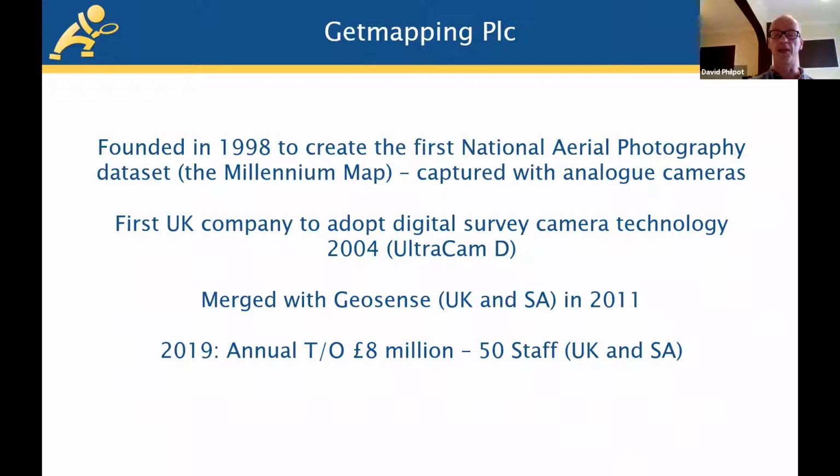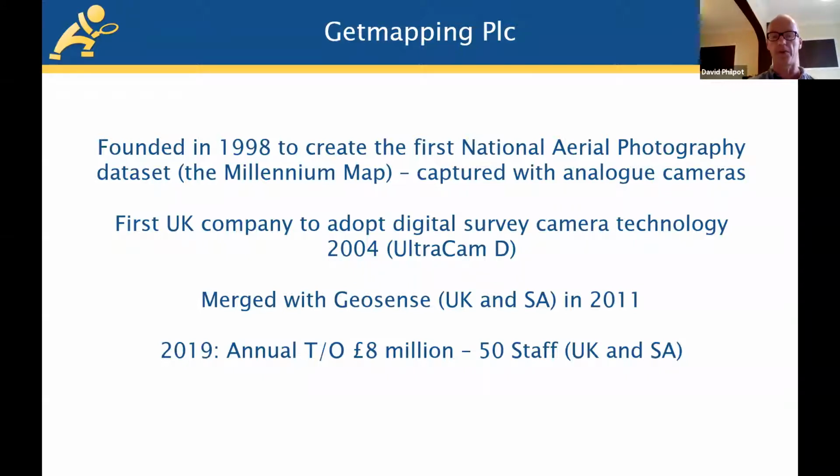And then times change, and technology changes, and digital cameras were starting to be manufactured in the early 2000s, and Get Mapping have always been an early adopter of new technology. We purchased our first large format digital survey camera in 2004, which I think was number 10 in the Ultracam line. It was a very early adoption of that technology. And we started to repeat the Millennium Map in digital in 2004.